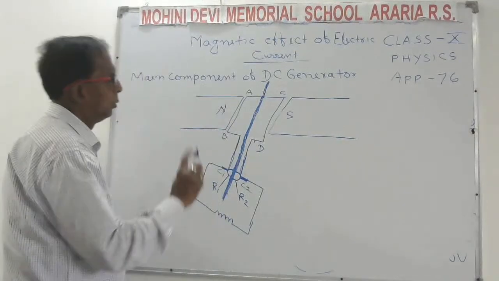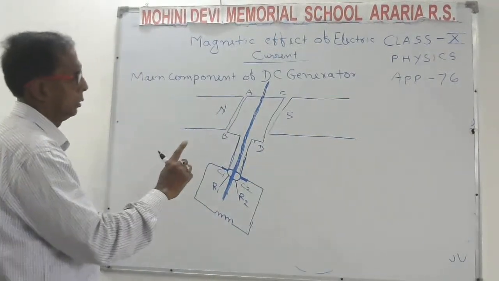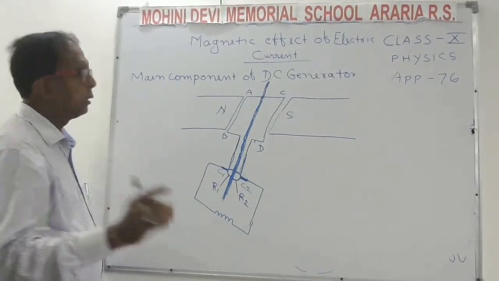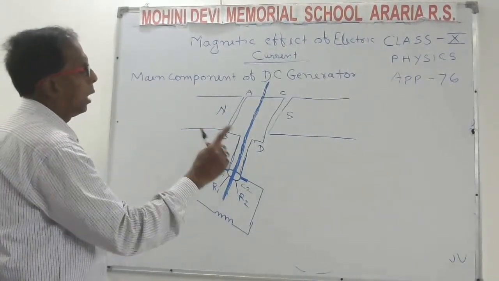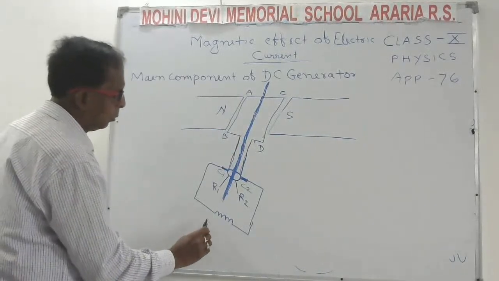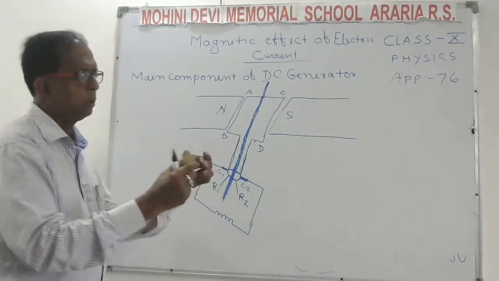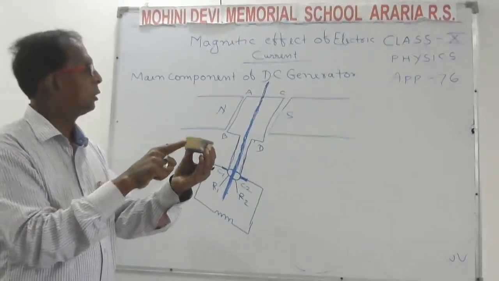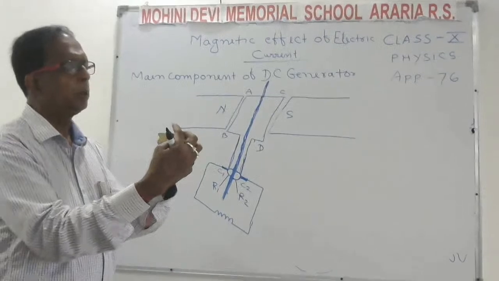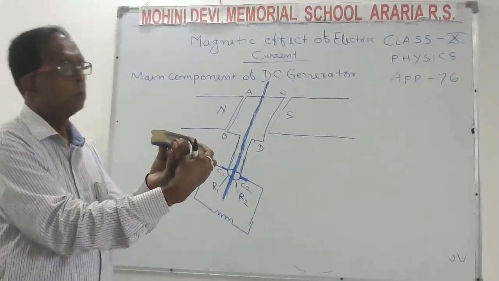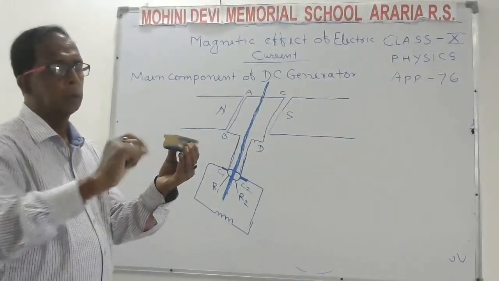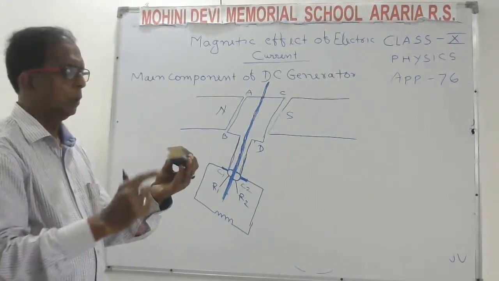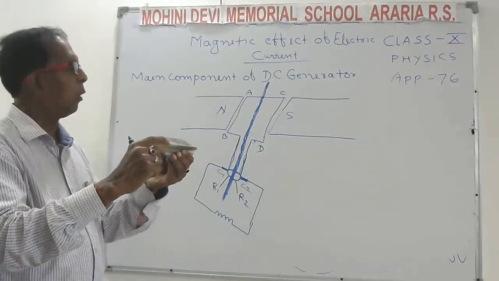Suppose the generator is given mechanical energy, and this armature starts to move clockwise. Suppose this is the armature, this side is AB, and this side is CD, and the machine is moving it clockwise, like this. So AB goes in the upward direction.